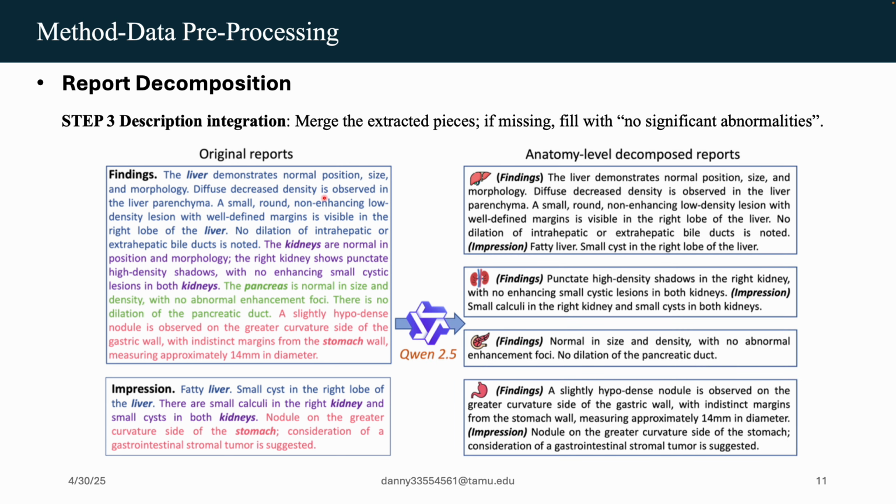And the last step is to combine the text together to form the anatomy level decomposed report. You can see that the liver findings and impression are combined together into one report, and the kidney ones are combined together again, and so on. Okay, and this anatomy level decomposed report will be fed into the text encoder next.